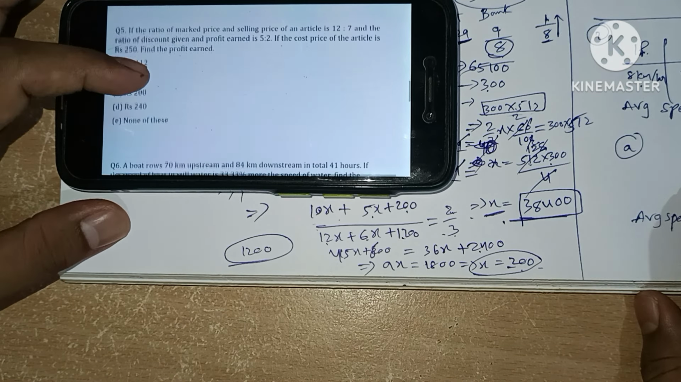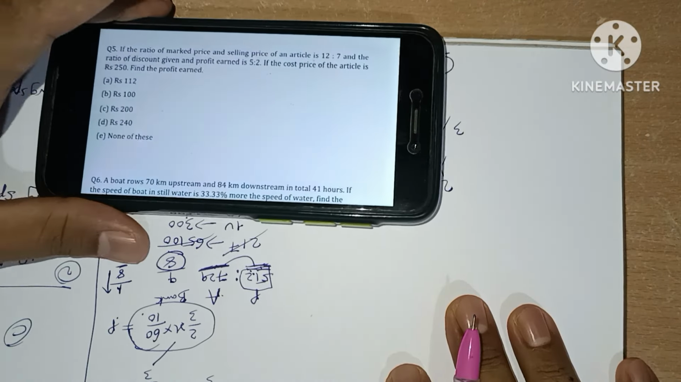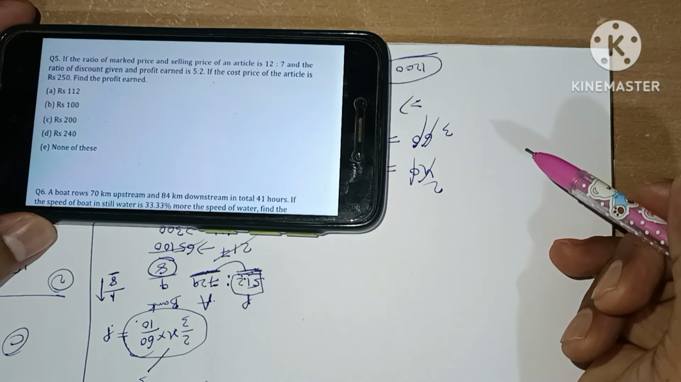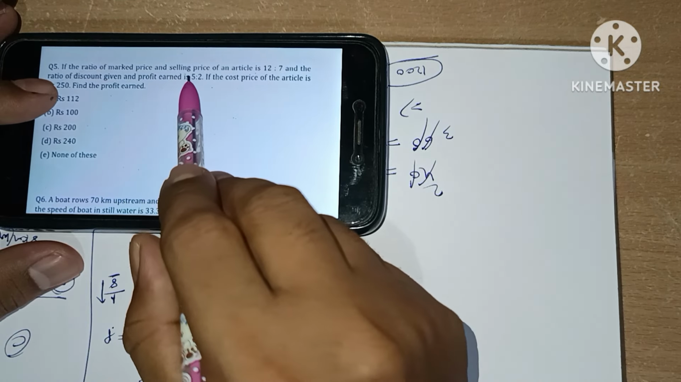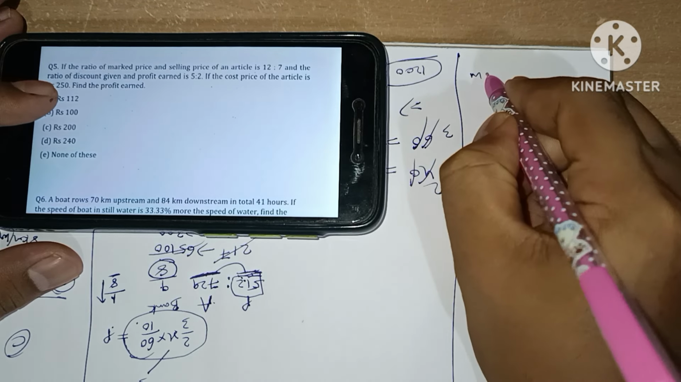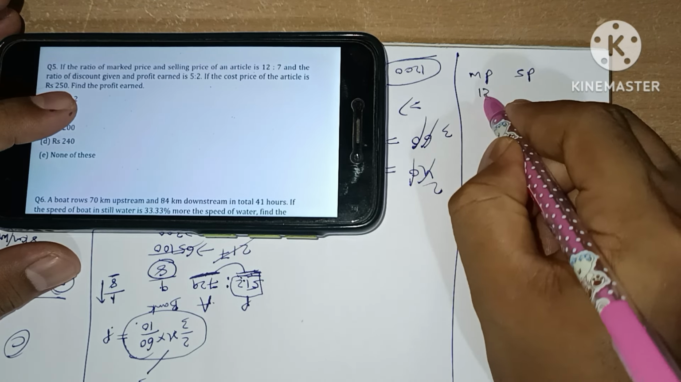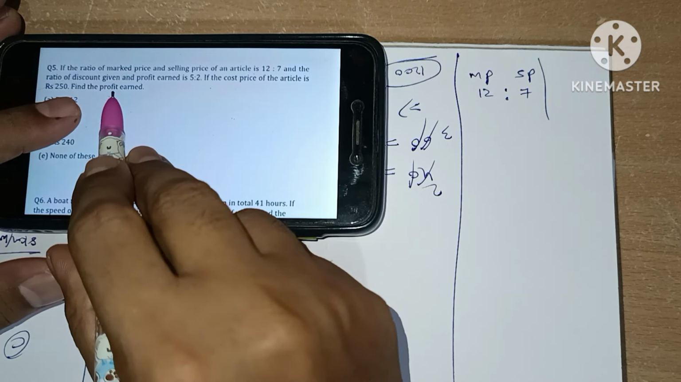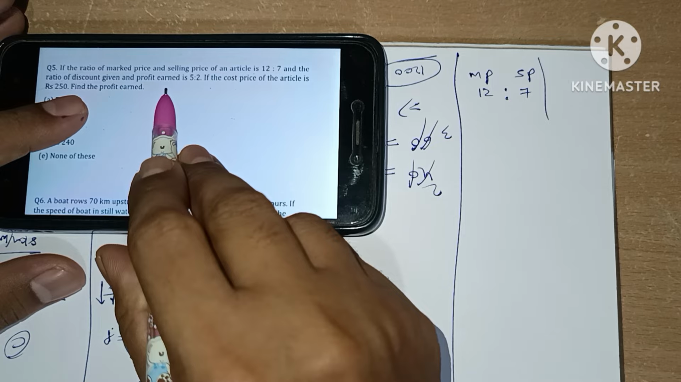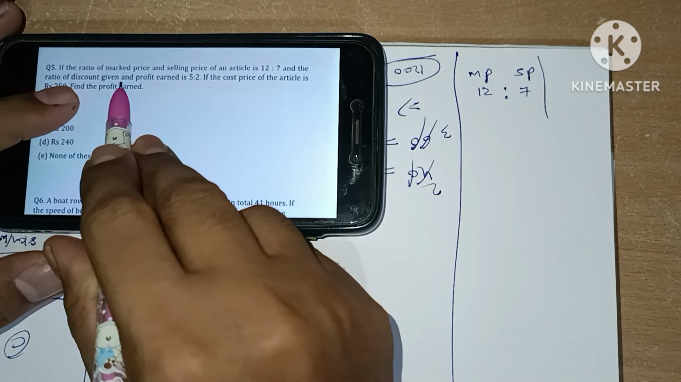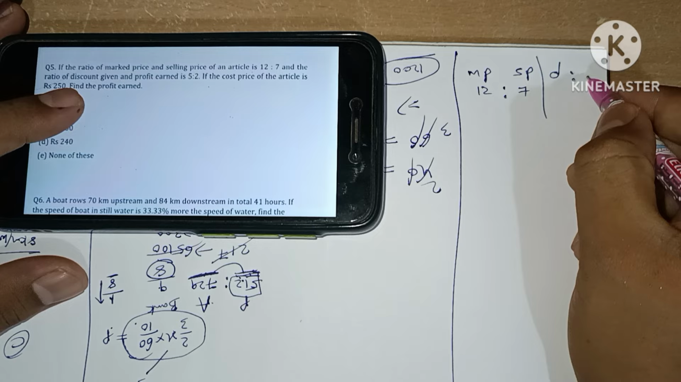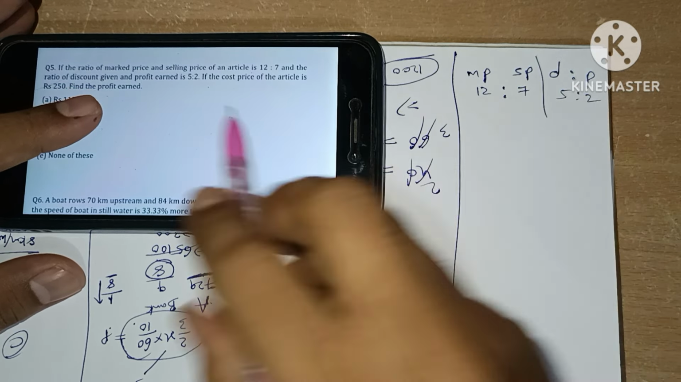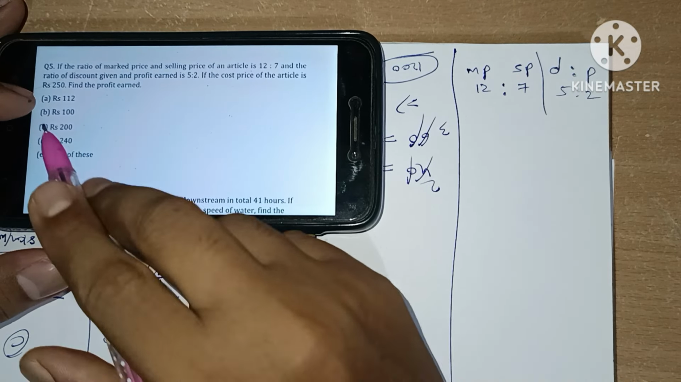Next, fifth question. If the ratio of the market price and selling price are in the ratio of 12:7, and the ratio of discount given and profit is 5:2. So we have this one. Find if the cost price of the article is 250, cost price is given.